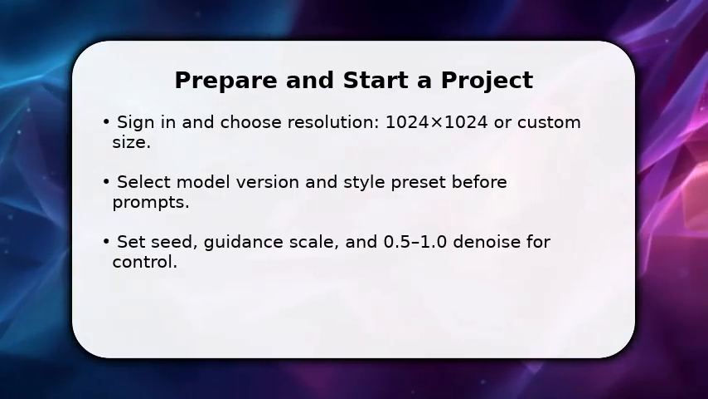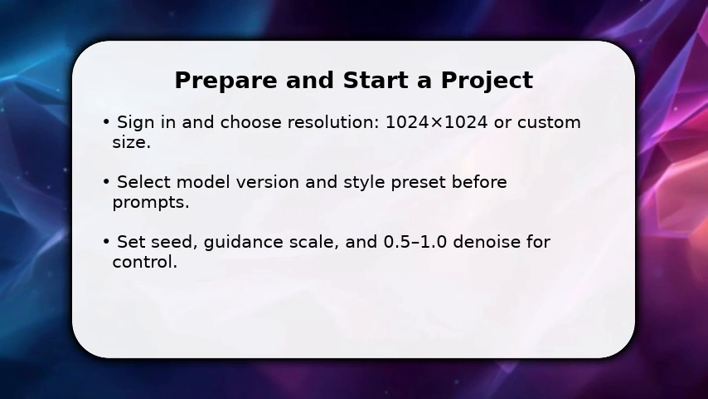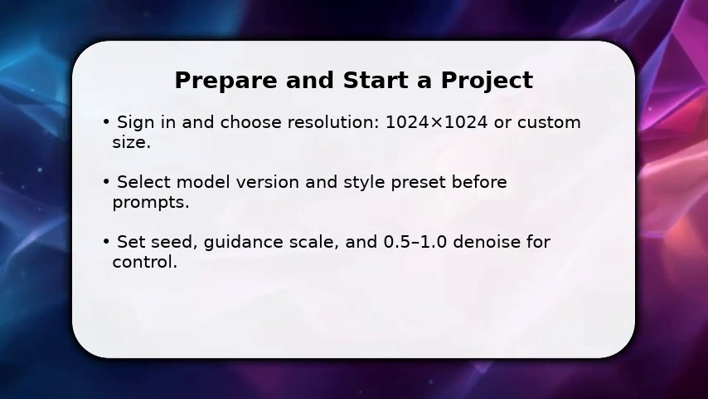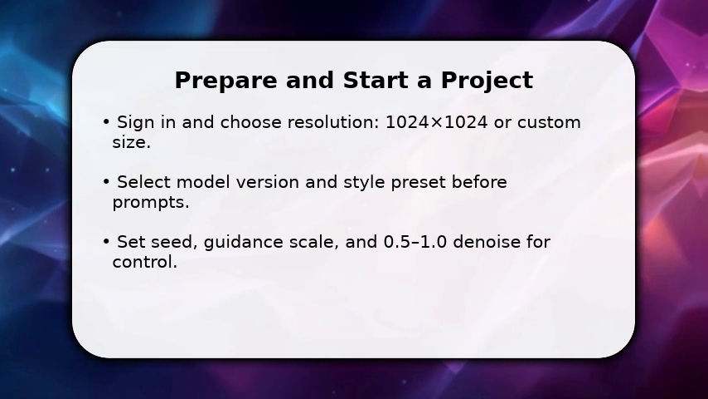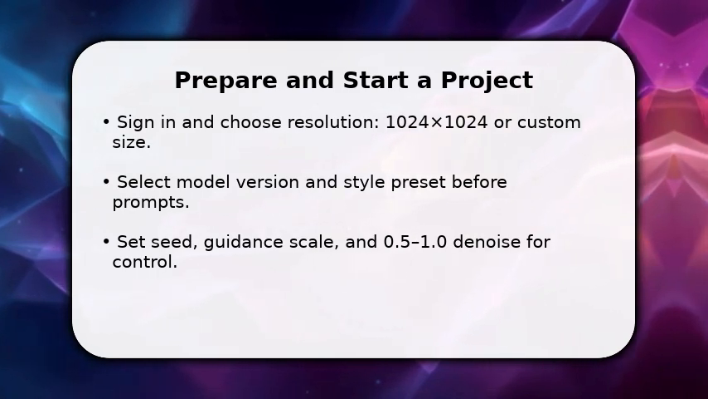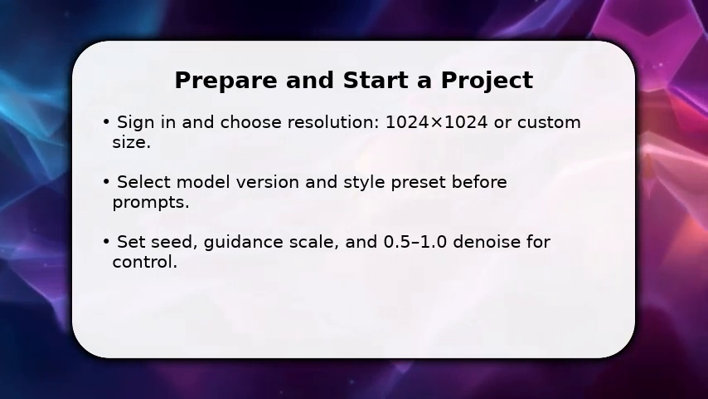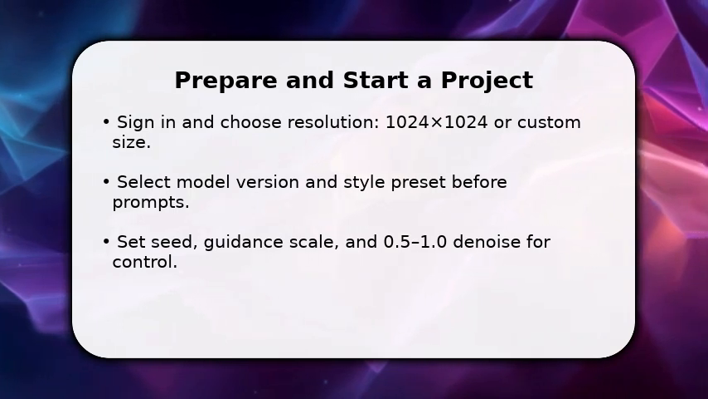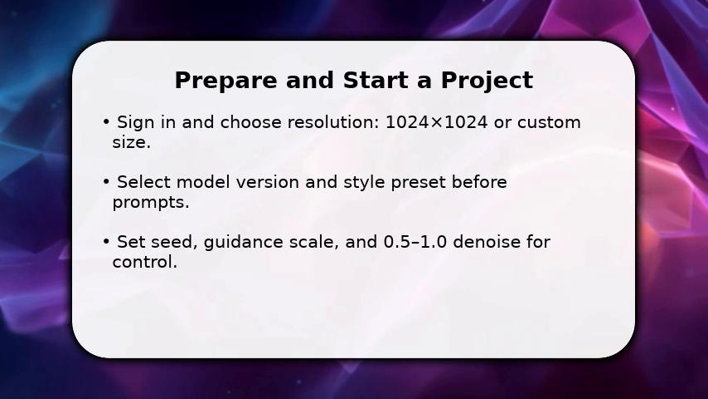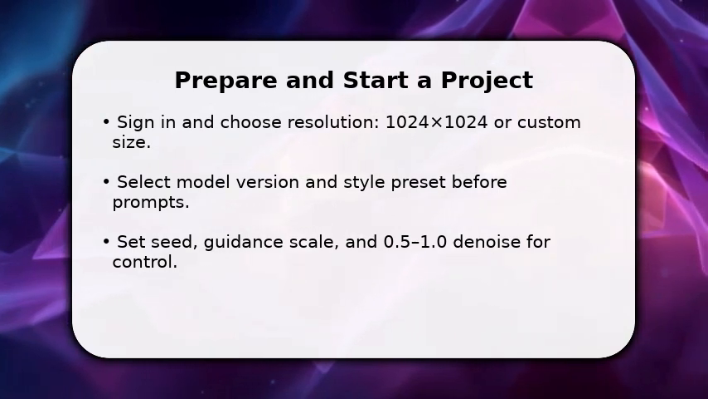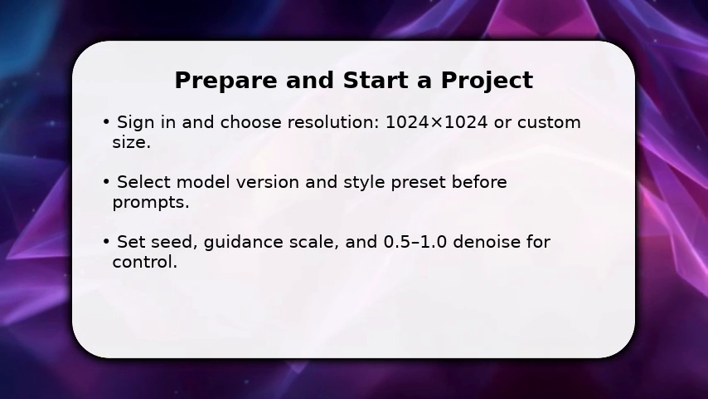You begin by opening Deepseek and creating a new project. Pick the canvas size and model version now because those choices affect output detail. Next, set core parameters like seed for reproducibility, guidance scale to balance creativity versus prompt fidelity, and a 0.5 to 1.0 denoise value for subtle variation.